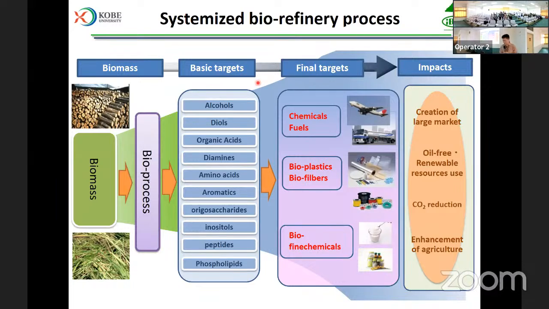Okay, so this is the last slide today. This is, how can I say, the take-home message from me to all of you. So please remember biorefinery. This is chemical and fuel production from biomass, collaborating together with gene-modified microbes. Please remember that. Okay? Thank you.